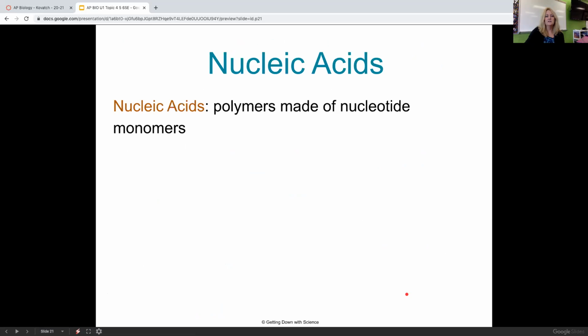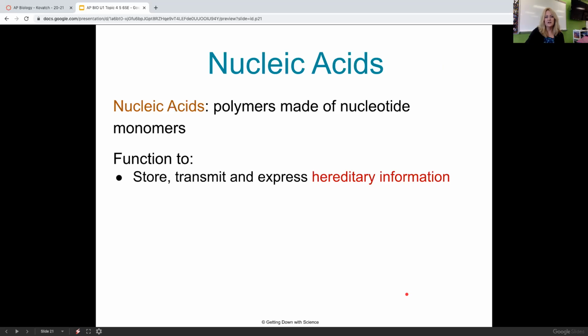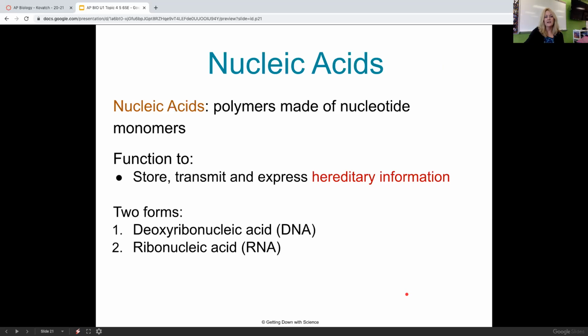Nucleic acid is incredibly important too. I guess they're all important, aren't they? Nucleic acid is a polymer made of nucleotide monomers. So the building block is a nucleotide. Incredibly important. Its function is to store, transmit, and express hereditary information. We're talking about DNA and RNA. DNA, its name is deoxyribonucleic acid, and RNA is ribonucleic acid.